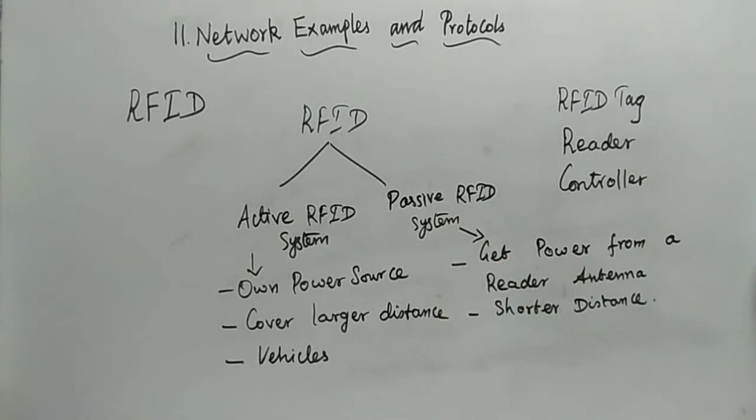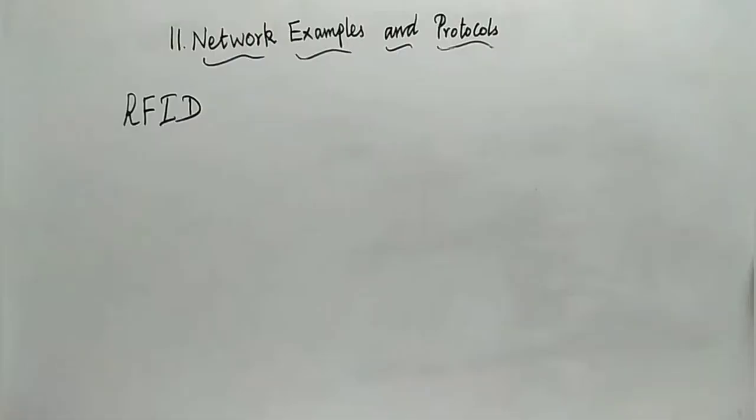So what are the two types of RFID? It is your active RFID system and your passive RFID system. Active means it is able to get the power source by its own, that is, it is able to produce its own power source. It is able to cover larger distance and is used to track high value goods like vehicles. Passive RFID system gets power from a reader antenna and is able to cover only shorter distance. So, clear with the types of RFID system.